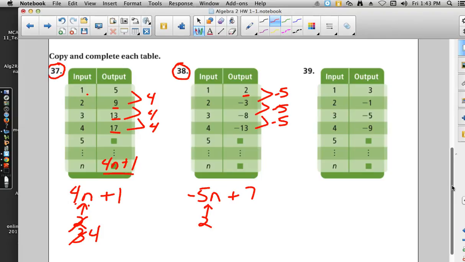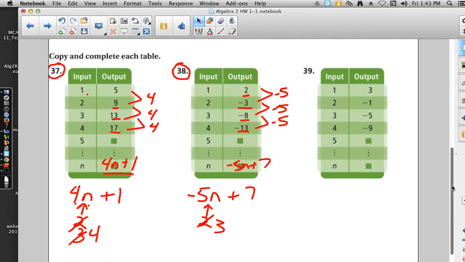Let's try a 2. 2 times negative 5 is negative 10. Negative 10 plus 7 is negative 3. It's working. Let's try a 3. Negative 5 times 3 is negative 15, plus 7 is negative 8. Negative 5 times 4 is negative 20, plus 7 is negative 13. And we have found it.